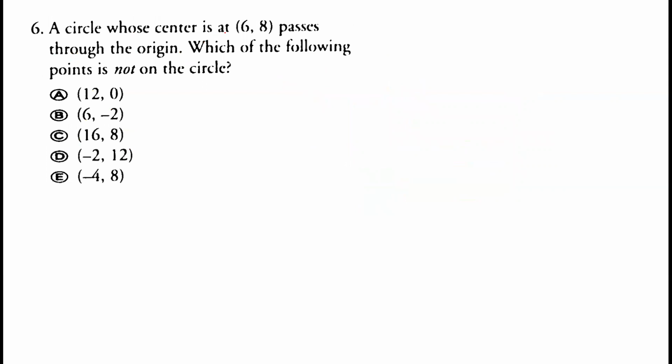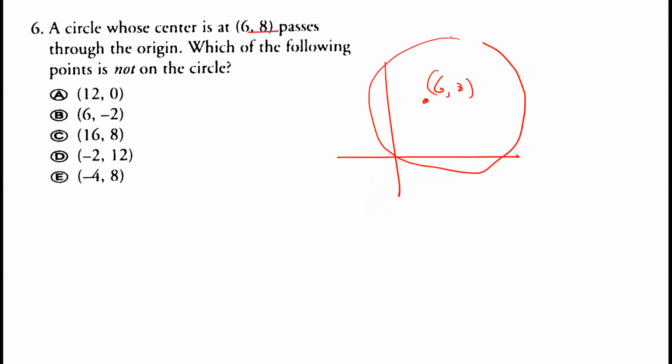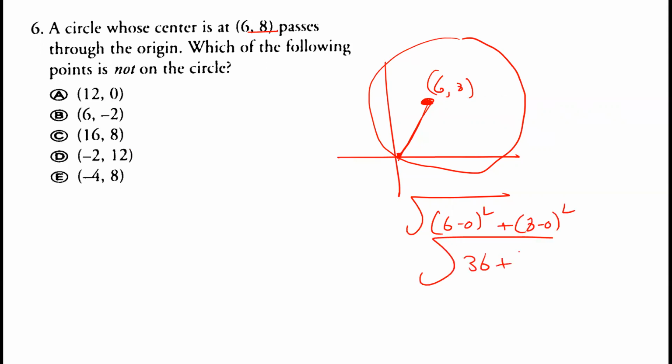Now a circle whose center is at (6, 8). So (6, 8) is the center. And it passes through the origin. So this is your circle, let's suppose, and this is your center, (6, 8). Which of the following points is not on the circle? Now, what will be the radius? So what will be this distance? So this would be (6 minus 0) square plus (8 minus 0) square, that is 36 plus 64, under root 100, equals 10.